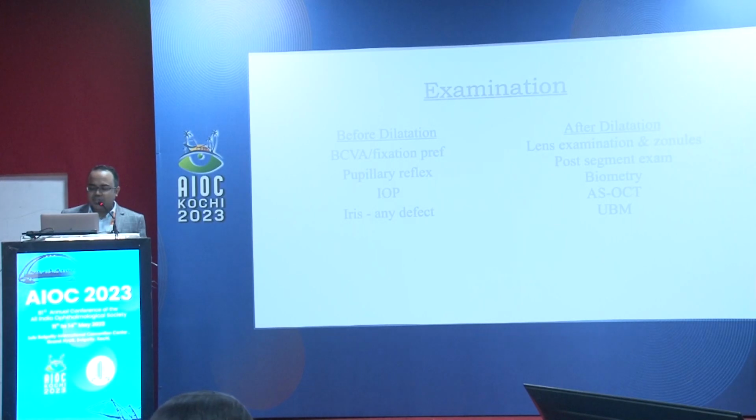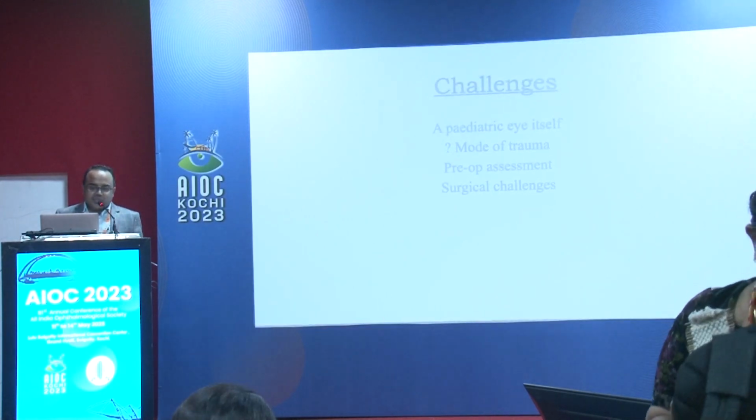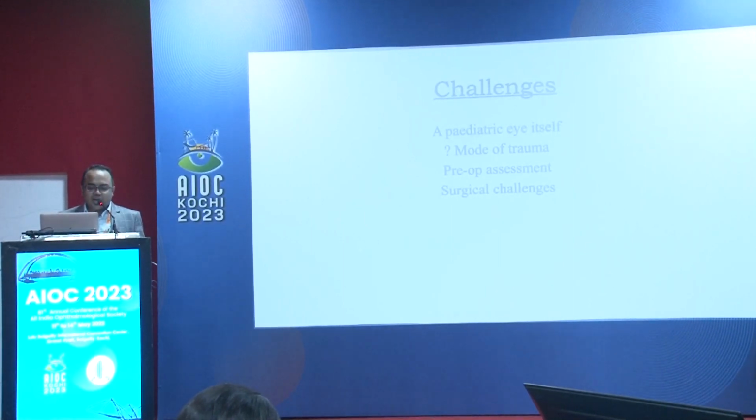And after dilatation, lens and zonule examination, posterior segment examination, biometry if you are planning surgery, anterior segment OCT, and, if the child is cooperative enough, ultrasound biomicroscopy. So, what are the challenges? The pediatric eye itself is a big challenge. We know that a pediatric eye is not a miniature adult eye. So we have to take that into account, and the approach should be accordingly.